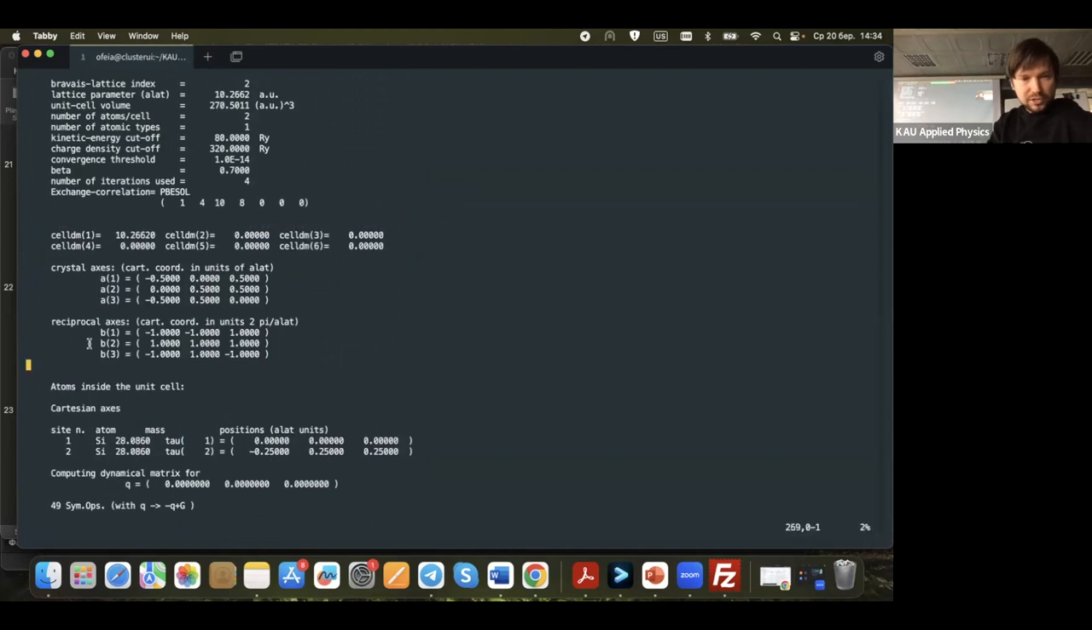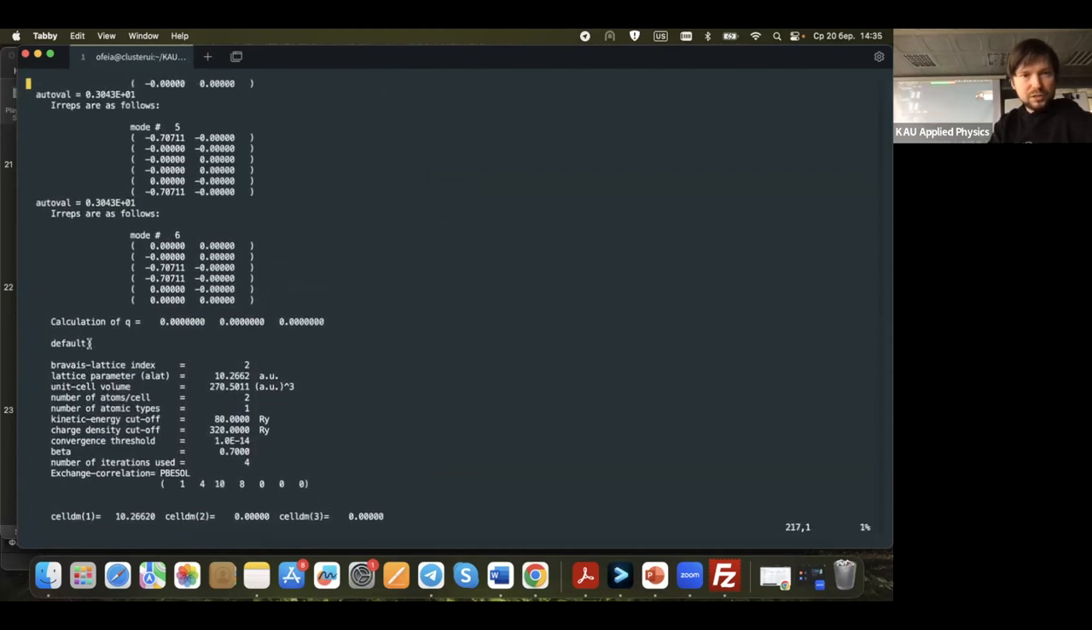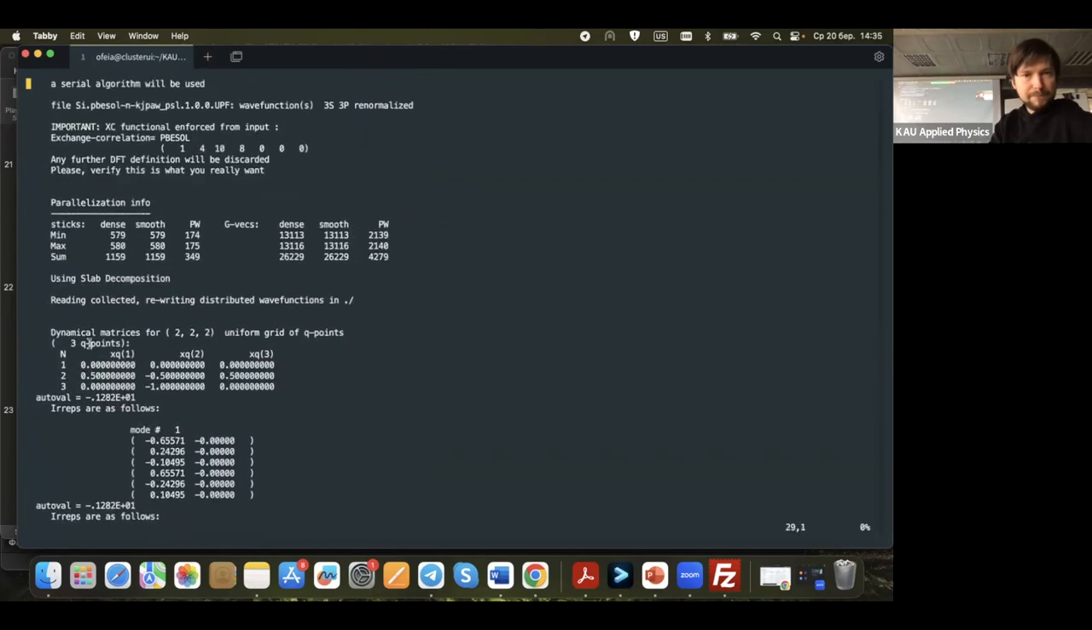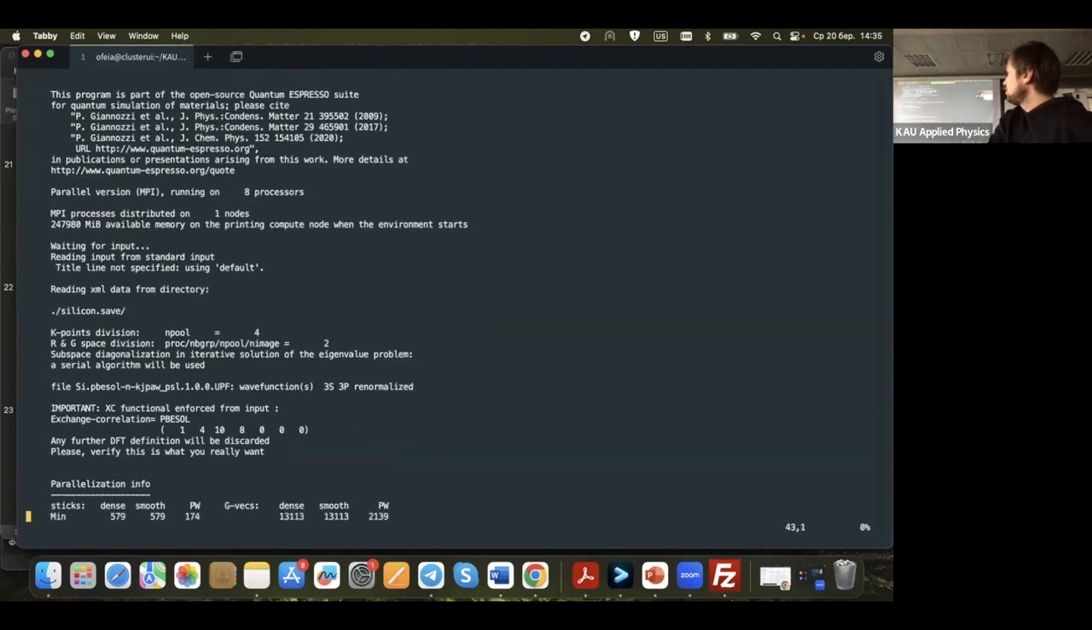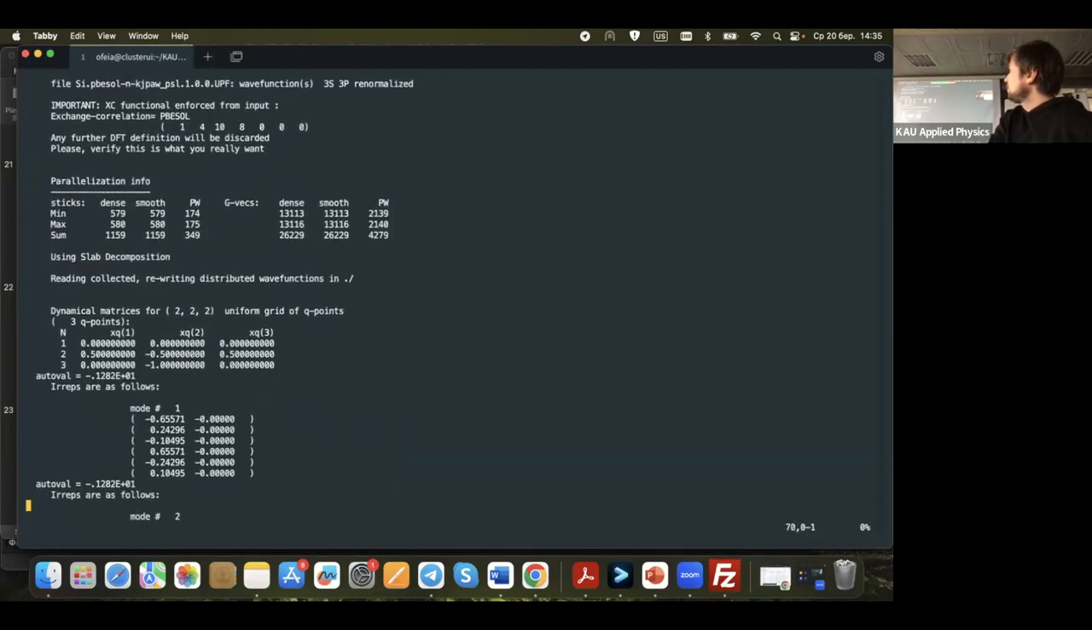From what should we start? We should start from here. We have this head, it's just the common head as for all Quantum ESPRESSO calculations. You have seen it a lot of times. And here is new: this is our Q vectors, Q matrix. If we have the dynamical matrix for 2, 2, 2 Q vectors, it means it created some uniform grid of Q points, then applied the symmetry on these Q points. And what did we get? Only 3 irreducible Q points, irreducible by symmetry.